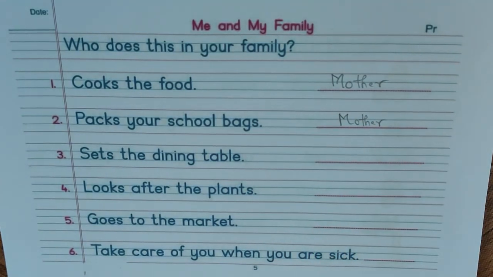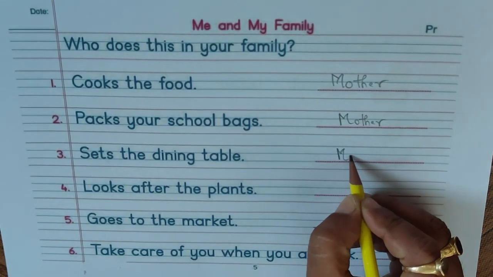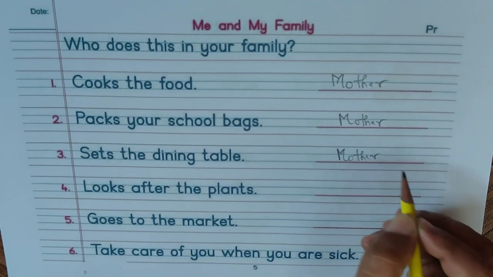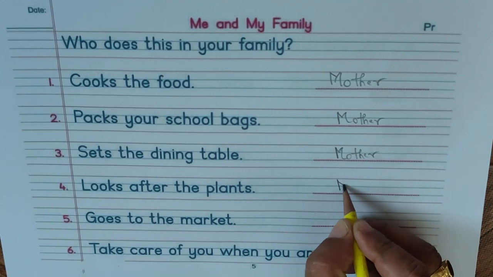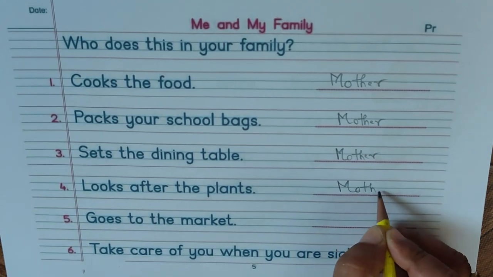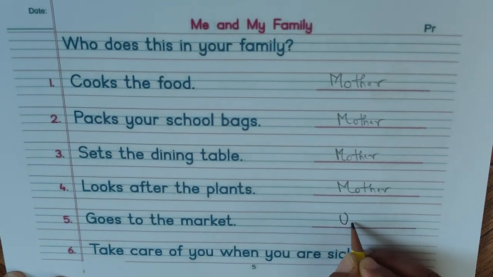Then sets the dining table. Again, it can be anybody, it can be mother or any other elder person. In our case, it is mother. In your case, it might be someone else. So you have to write their name over here. Looks after the plants. Again, it is the mother who looks after the plants. I'll write mother over here. Goes to the market. I go to the market. Then grandfather goes to the market. Uncle goes to the market. So I can write uncle goes to the market.